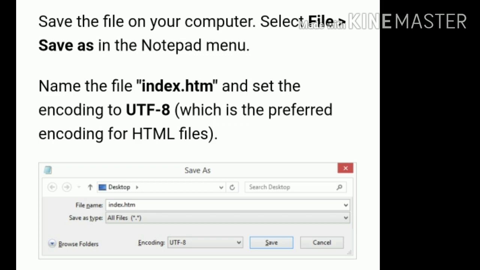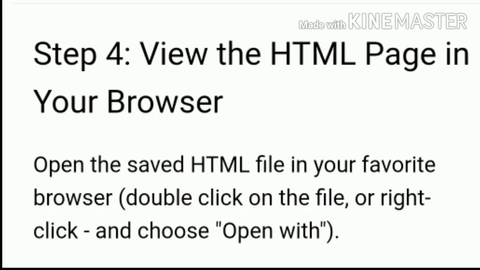After that, you can go to the next step, viewing the HTML pages in the browser. Step 4: open the saved HTML file in your favorite browser. Double click on the file or right click. You can use these two options.